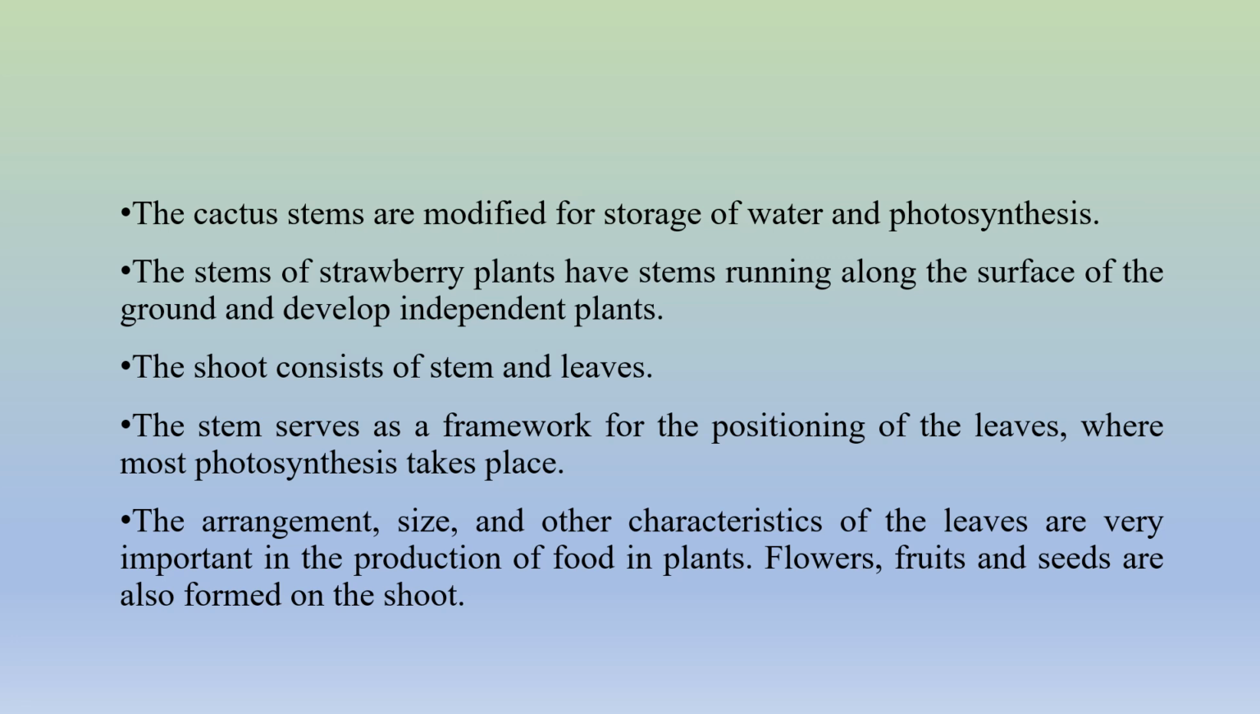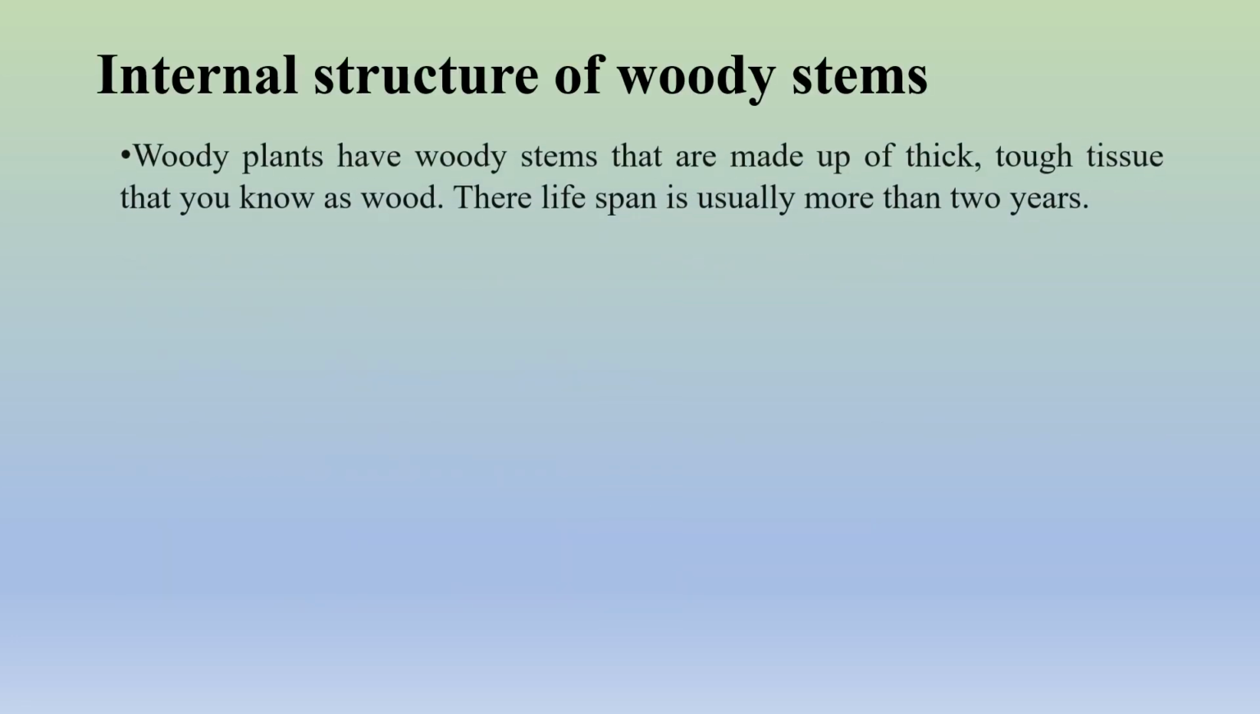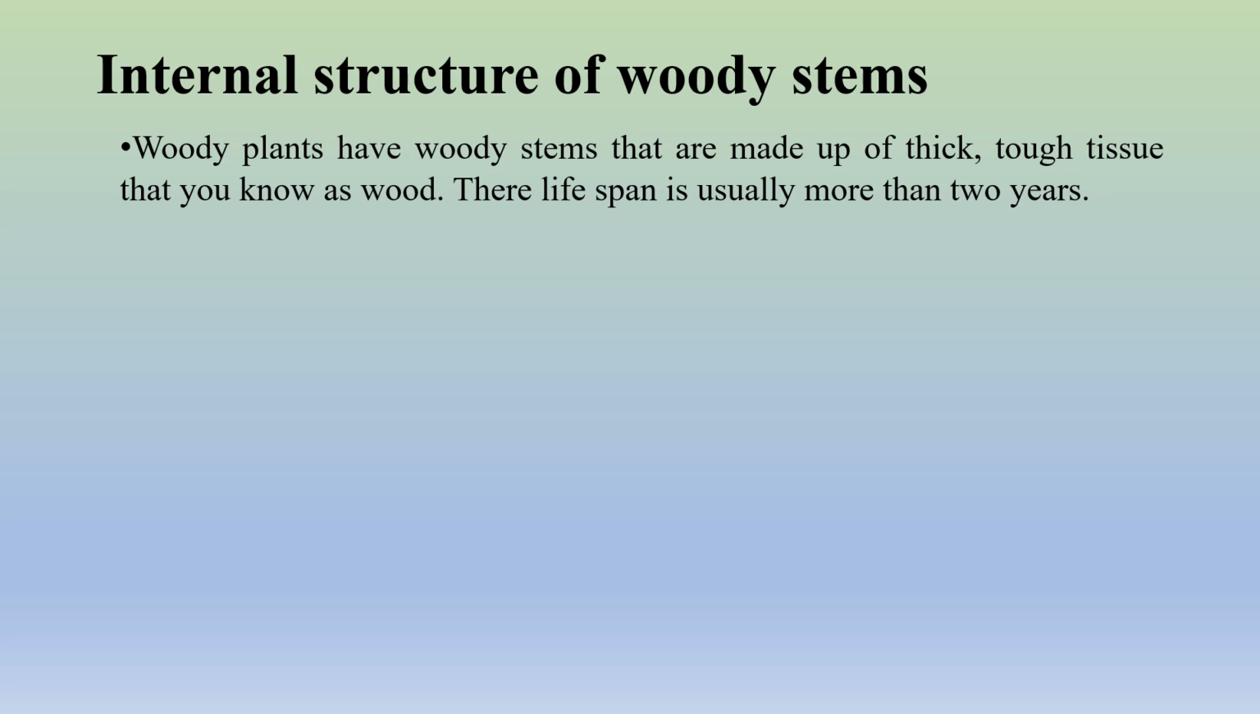The arrangement, size, and other characteristics of the leaves are very important in the production of food in plants. Flowers, fruits, and seeds are also formed on the shoot. Internal structure of woody stems. Woody plants have woody stems that are made up of thick, tough tissue that you know as wood. Their lifespan is usually more than 2 years.